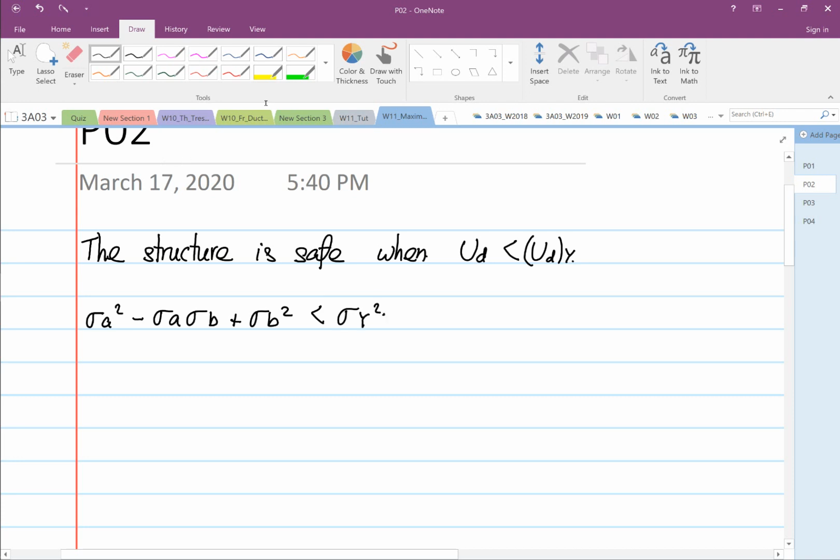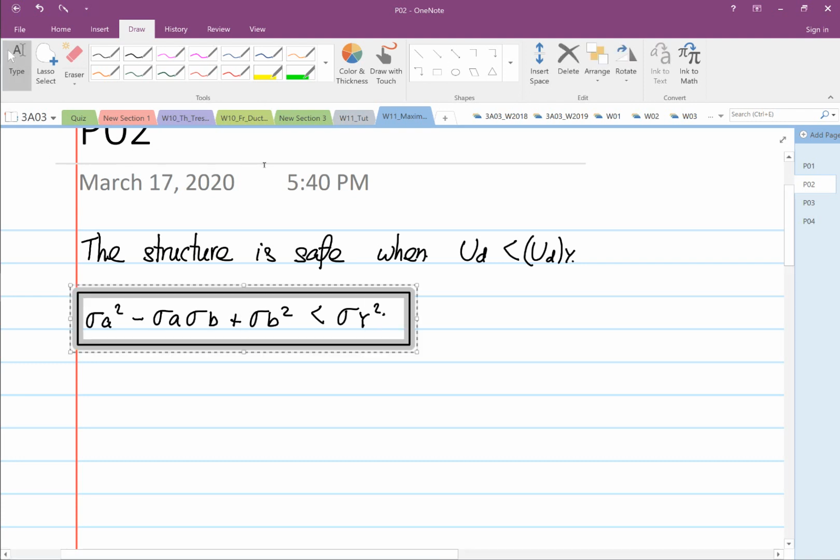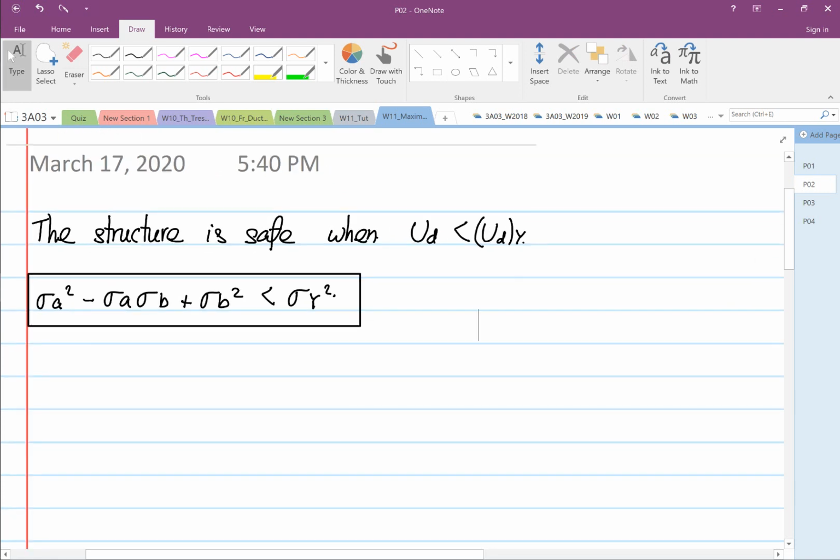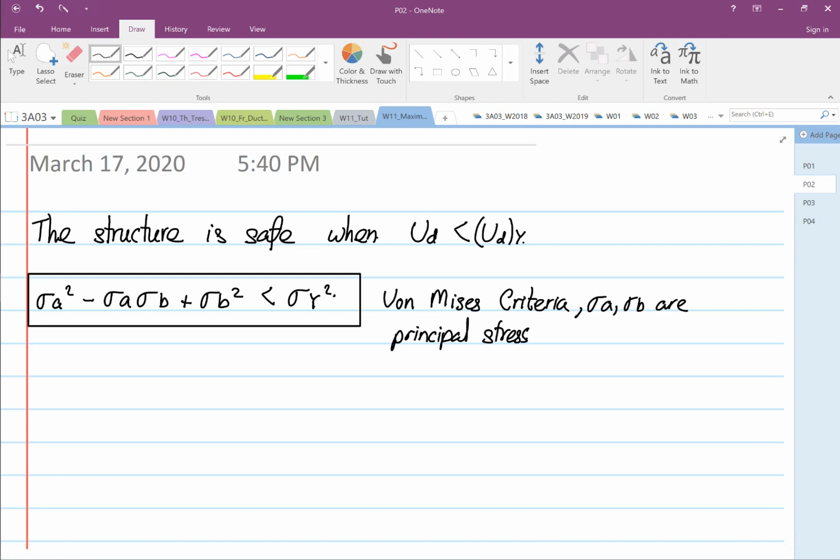Okay, so how this expression is derived, I'm going to show you now. Before I show you, this is what we call the von Mises criteria. And stress A and stress B are our principal stresses.